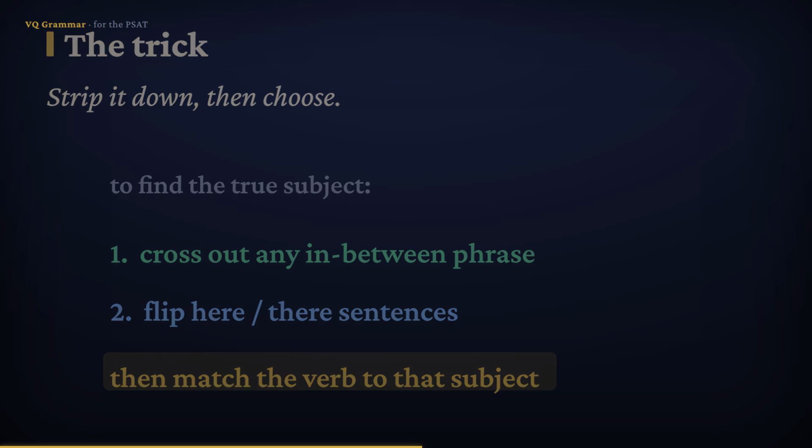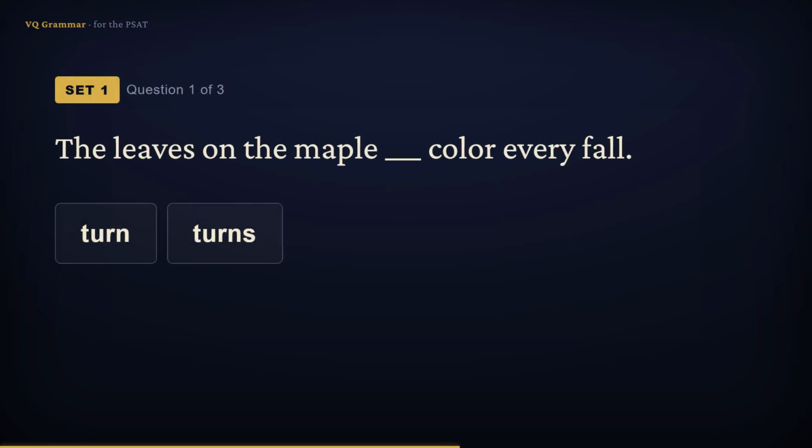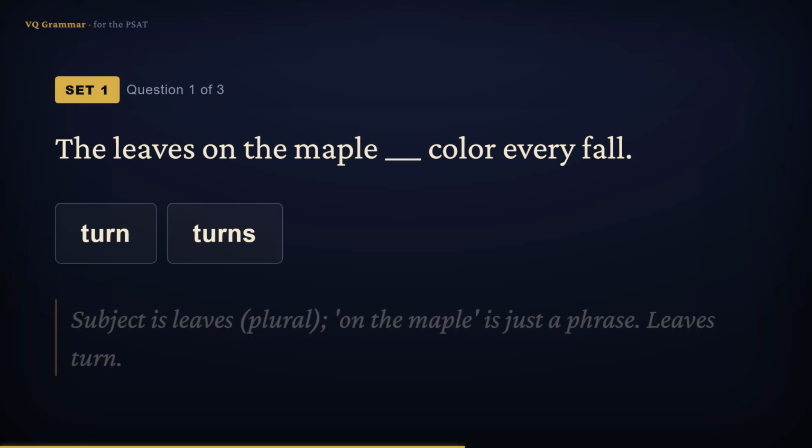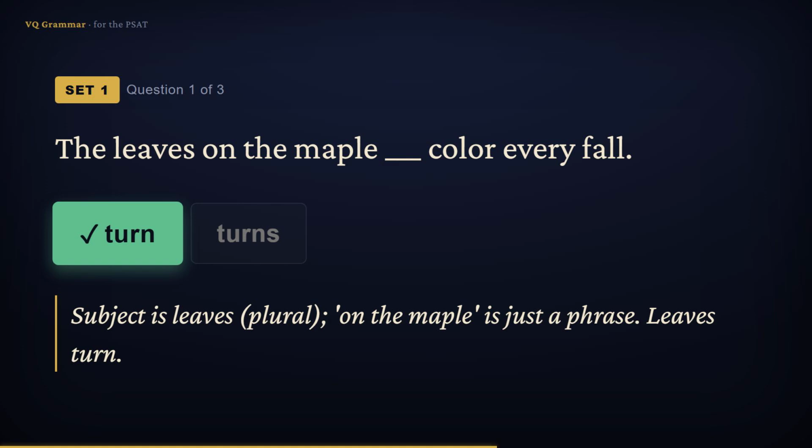Let's try a few. In this first set, a prepositional phrase or an interrupter hides the subject. Cross it out, find the real subject, and pick the verb that agrees. Pause and try each one before I answer. The leaves on the maple blank color every fall. Cross out the phrase on the maple. That leaves the real subject, leaves, which is plural. The leaves turn, not the leaves turns. So the answer is turn.